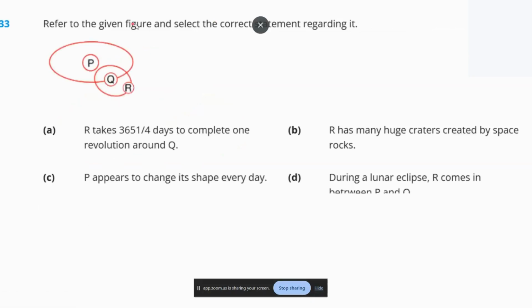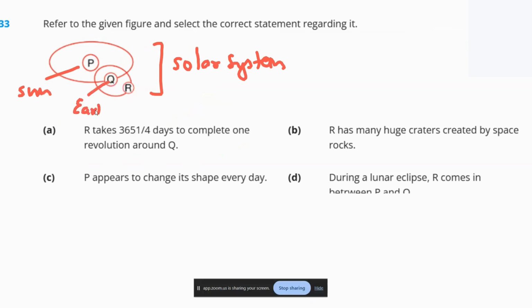Next, refer to the given figure and select the correct statement regarding it. So this is actually a picture of our solar system, where the center one is the sun. Okay, Q is our earth, and R is the moon. So you have to read all the statements and identify which is the correct statement.